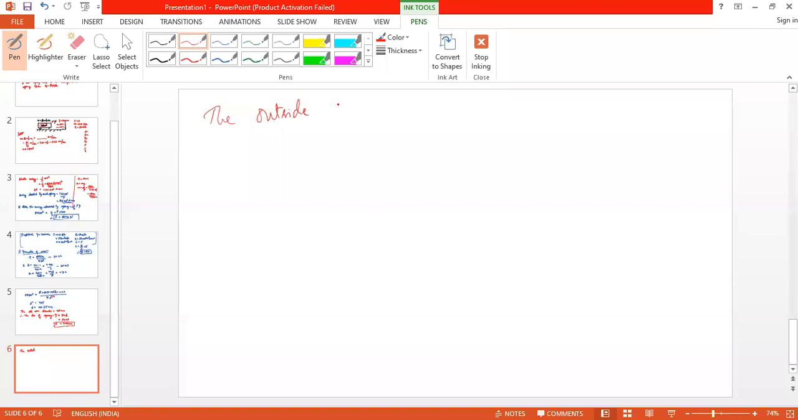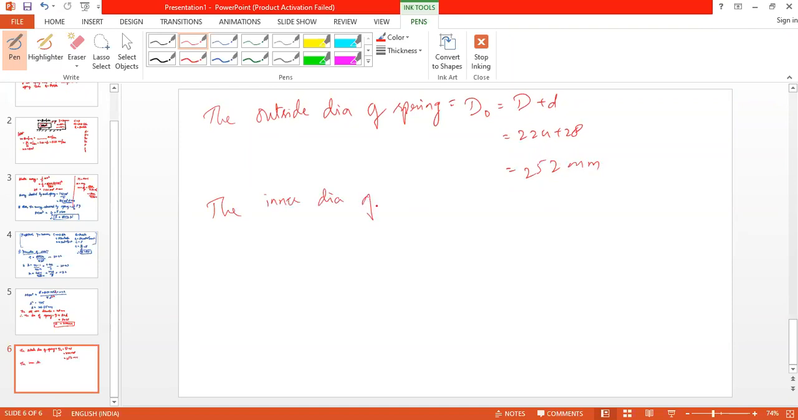The outside diameter of spring is equal to D naught, that is equal to D plus d, that is 224 plus 28. And the inner diameter is equal to 196 mm.